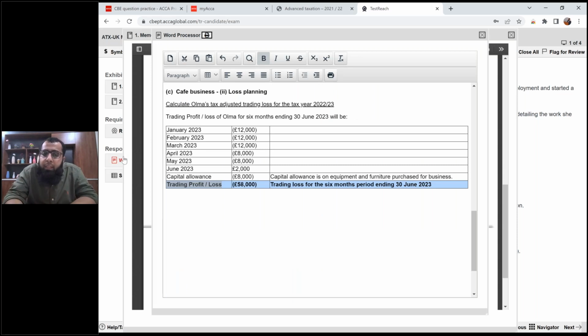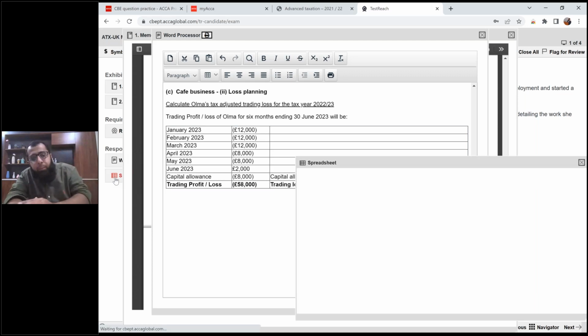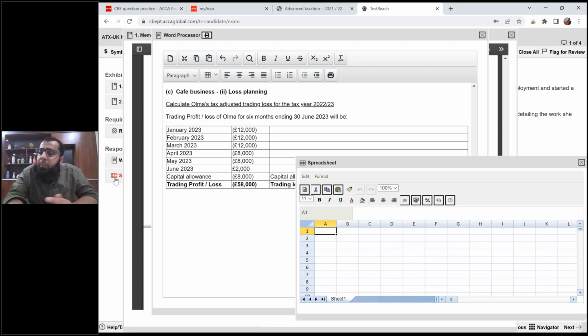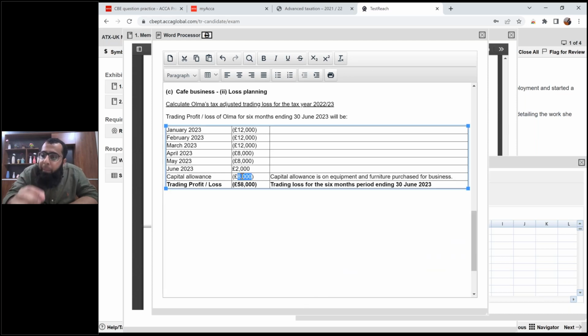Okay, one student is asking, sir, can we do this working in the spreadsheet? Yes, you can do this working in the spreadsheet also. But what I personally feel is that it is easier to solve the entire question on a single screen. So what I personally prefer is that I create a table on the word processor, because changing the screens again and again, like opening the spreadsheet, then coming back to the word processor, may get confusing.